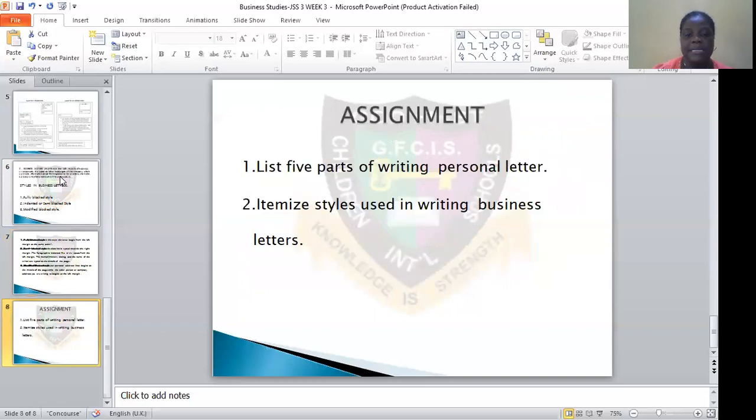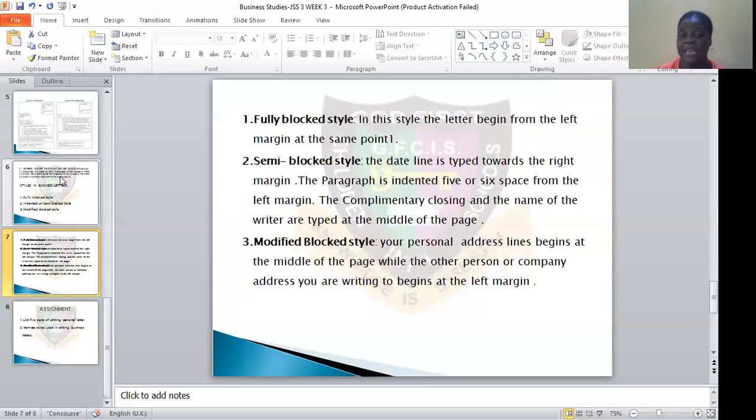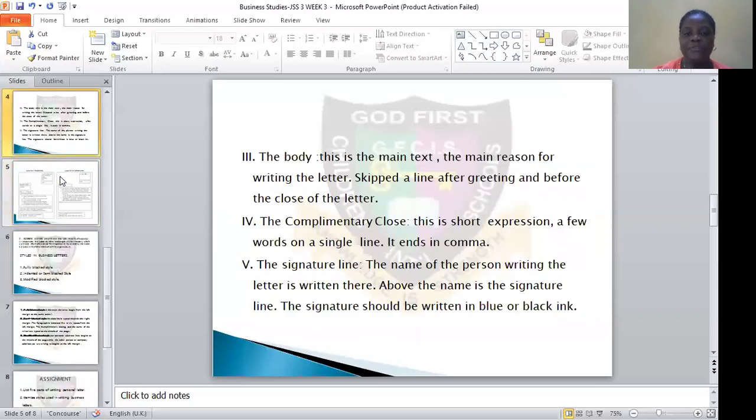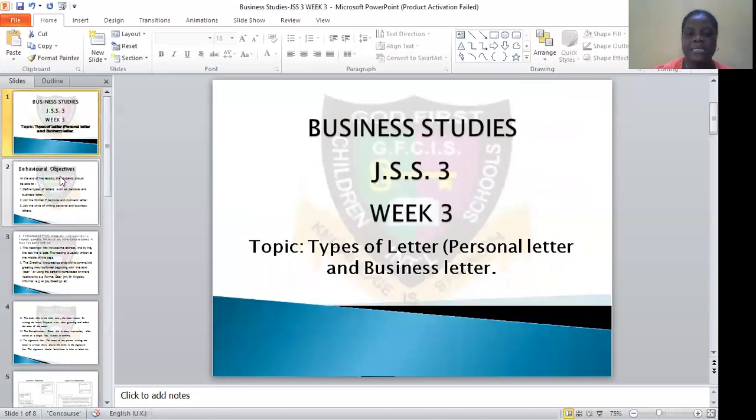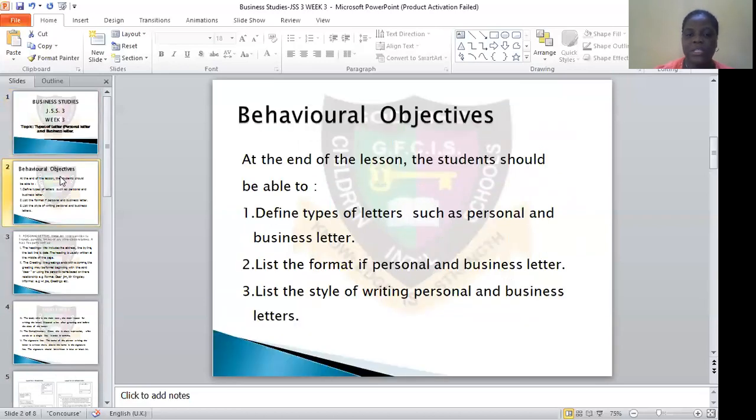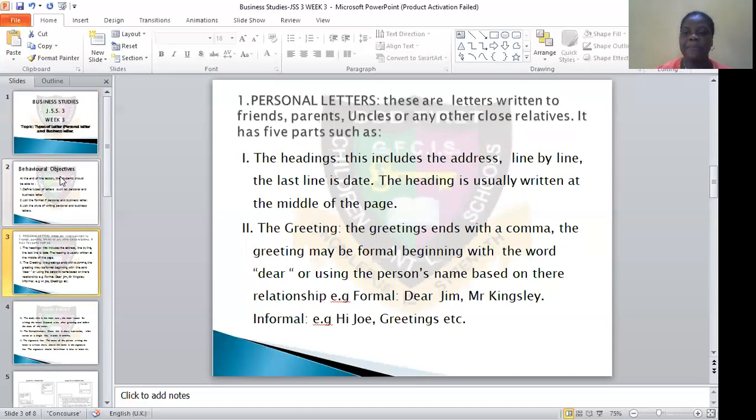And that has taken us to the end of the class. I want to give you a quick summary of what we have done today. We talked about types of letters, and I told you that we have 2 different types of letters. We have the personal letter and the formal letter, which can as well be called the impersonal letter. Then the formal letter can also be called the business letter. Then the personal letter has 5 parts.